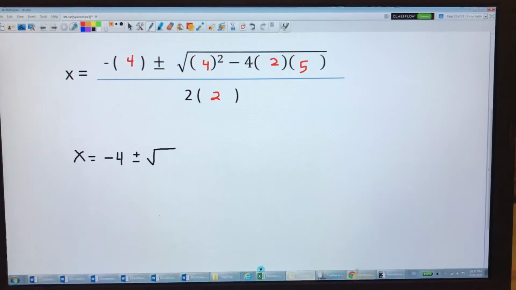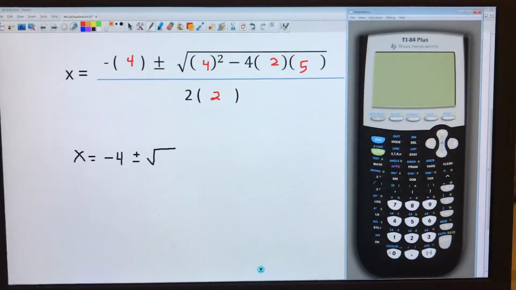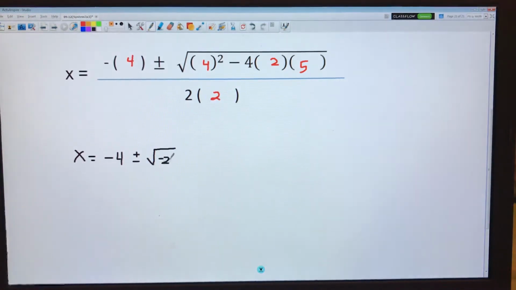Now I'm going to go to my calculator and enter that in. Parentheses 4 squared minus, not negative, minus 4, parentheses 2, close parentheses, parentheses 5, close parentheses, and I get -24. So -24 over 2 times 2, which is 4.